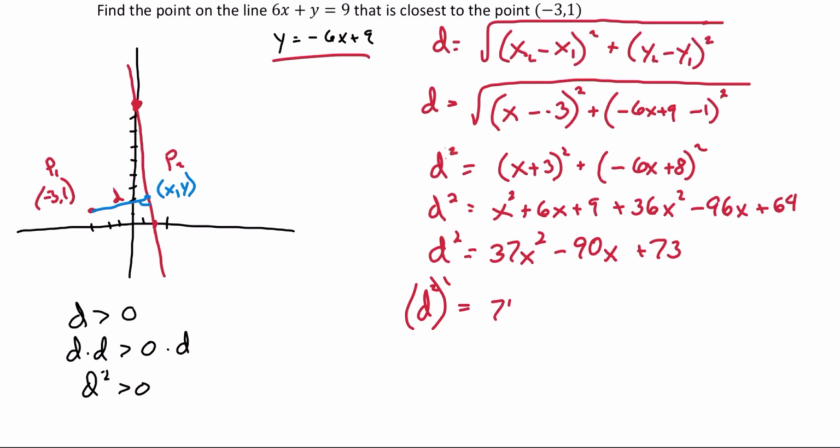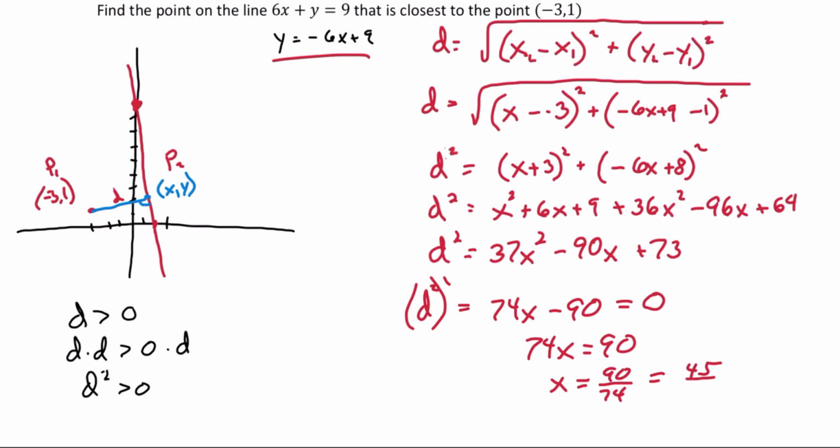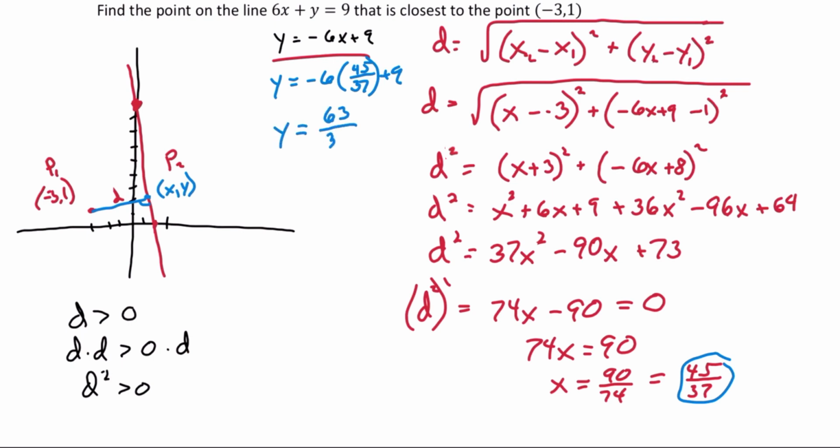So we have 74x minus 90. And we're going to set the derivative equal to 0. So now 74x equals 90. Divide by 74, and x is equal to 90 over 74, which will reduce to 45 over 37. So we have our x value. Now we just need to plug this value in up here to the y equation to get that y is equal to 63 over 37.